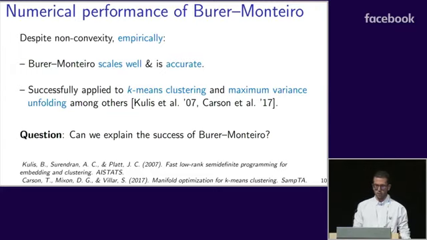Despite this non-convexity problem, what has been observed in practice is that Burer-Monteiro scales well and gives very good results. It has been successfully applied to many machine learning problems, such as the k-means clustering problem or the maximum variance unfolding problem. And the question that I would like to tackle in this talk is, can we explain this good performance that you observe in practice? In other words, is this non-convexity a real issue?